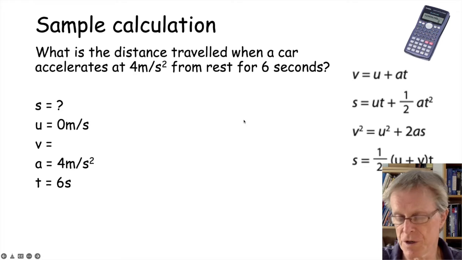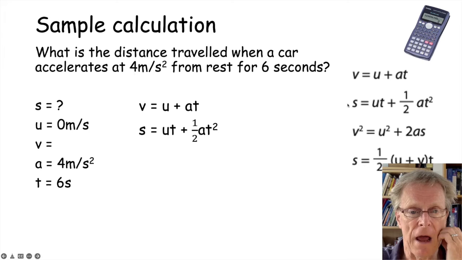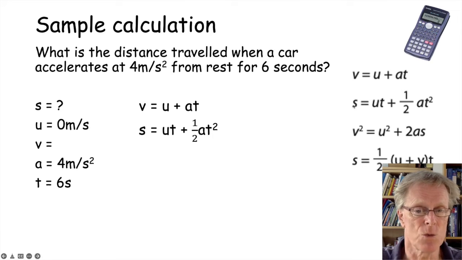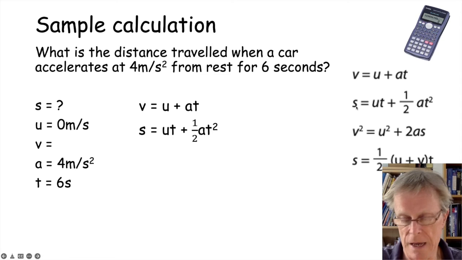So we look at the first one here. That's got V in it. We're not interested in V, so we ignore that equation. So I'll put that there, I think. Second one down here, S equals UT plus a half AT squared. We know we want to find S. We know what U is. We know what the time is. We know what the acceleration is. So this looks like it's the one to use. These other two clearly aren't any use because they've got V in them. We're not asked to find V. So this is the one you want to pick.